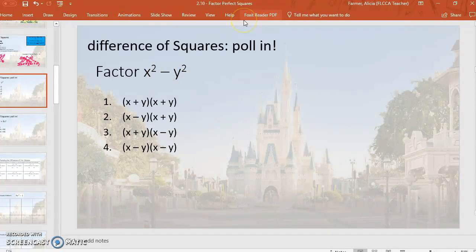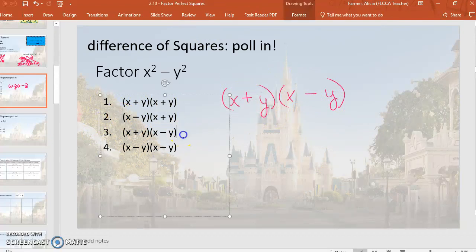So when I do that, x squared gets broken down into x times x, and y squared gets broken down into y times y. I told you again, who gets the plus sign and who gets the minus sign does not matter. So in this instance, both 2 and 3 are right.